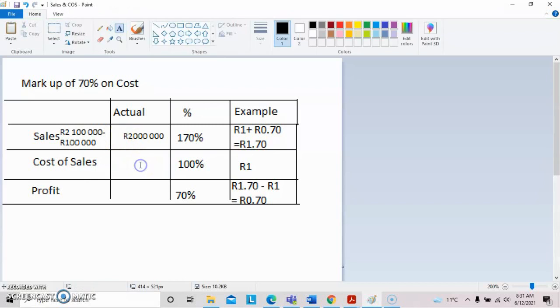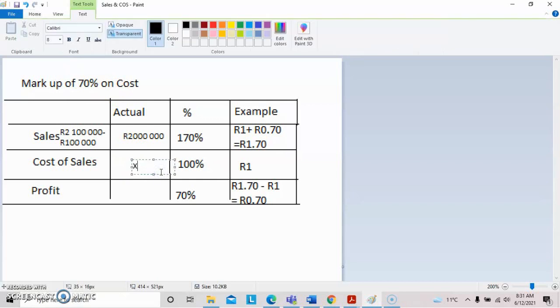We are not given the cost of sales. We don't know the cost of sales. How much is it going to be? But what is it that we are given? We are told that the markup percentage is 70%. Can you work out how much the cost of sales is going to be? Try it, pause the video, try it by yourself, and then after that, play the video and see if you got it correctly.